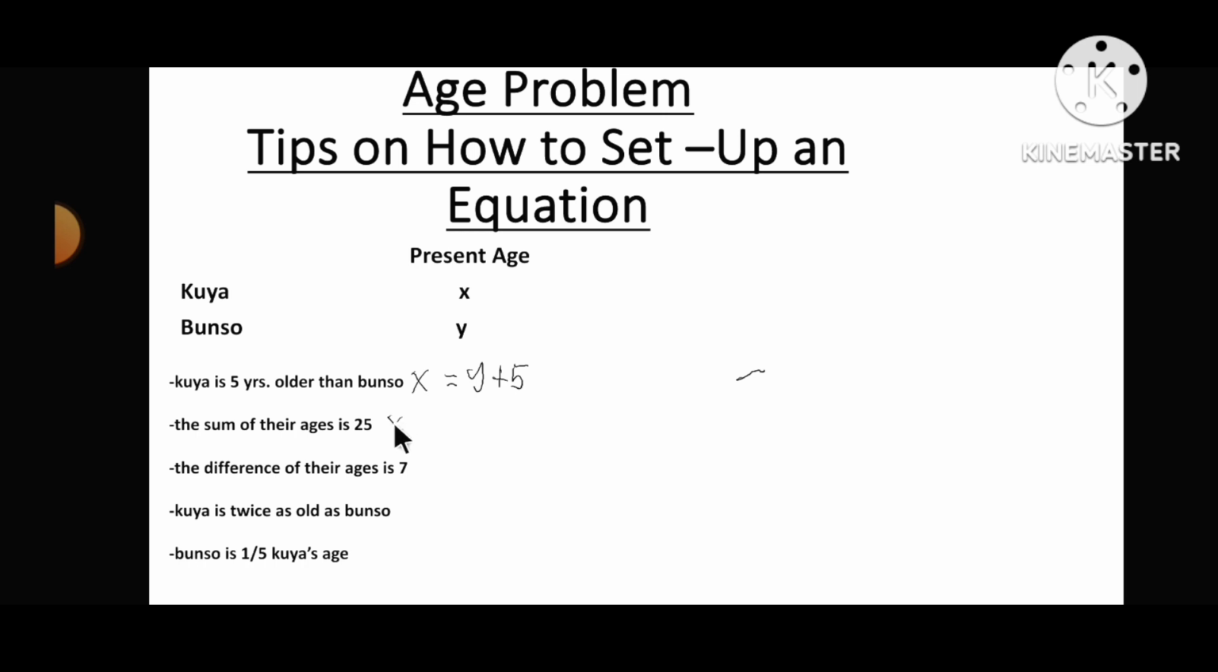So this one is simple. Just follow the phrase word for word. Sum is 25, so X plus Y is equal to 25. It's as simple as that.